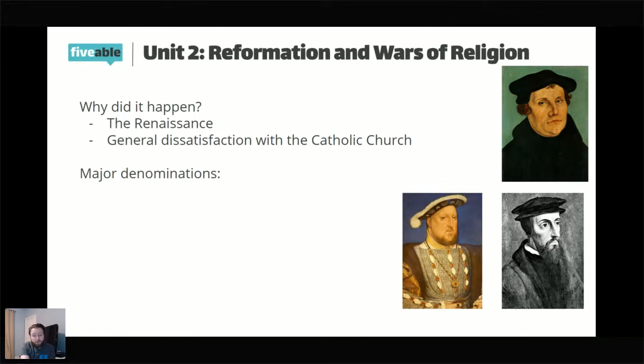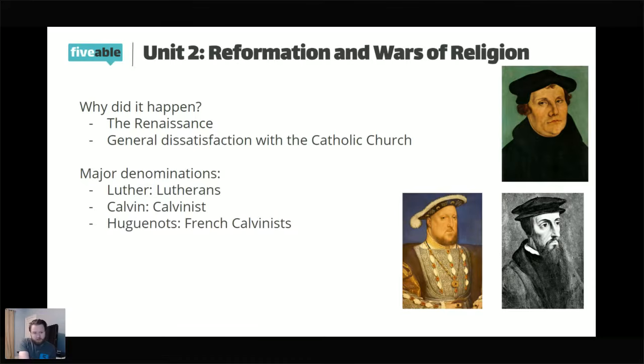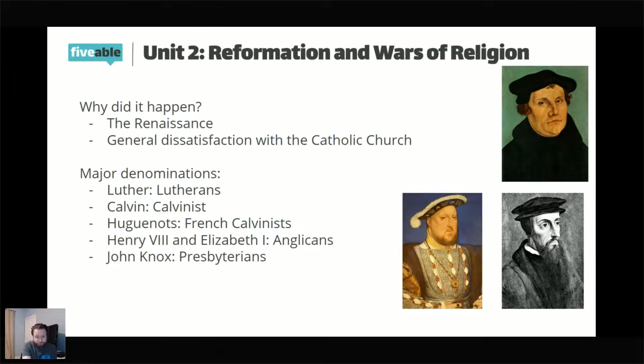Now, looking at the major denominations that result from this, first of all we have Luther and the Lutherans, but also Calvin, the Huguenots in France, which are a branch off of Calvinists, and Henry VIII and Elizabeth I in the Anglican Church, which we'll talk about in a second. I also like to talk about Presbyterianism, because it pops up when we talk about the English Civil War and James I and the Scots coming to rule England. Presbyterianism is an offshoot of Calvinism. So those are our major denominations.